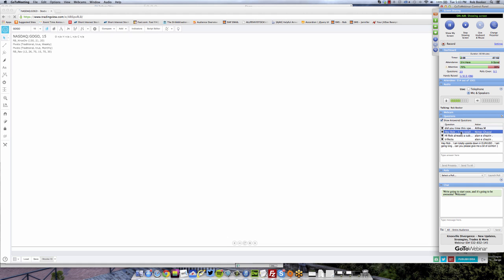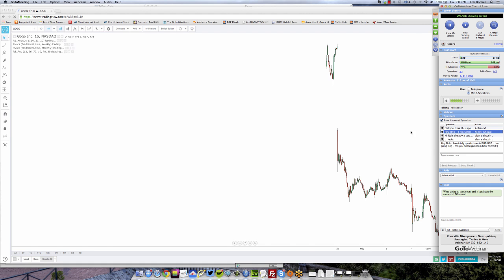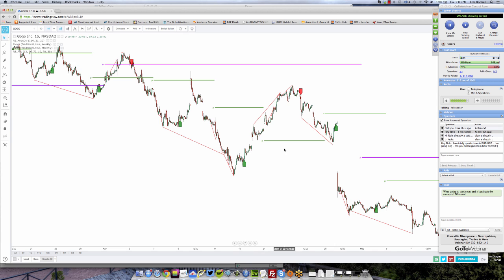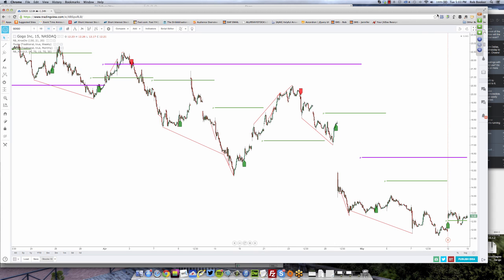Namir's upside down and Euro Dollar going long. Okay, let's take a look at Euro Dollar in just a minute. I wanted to talk about the power of pivots. And pivots are just super powerful.